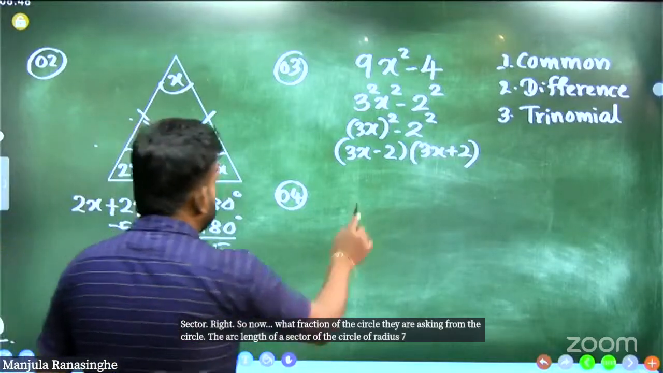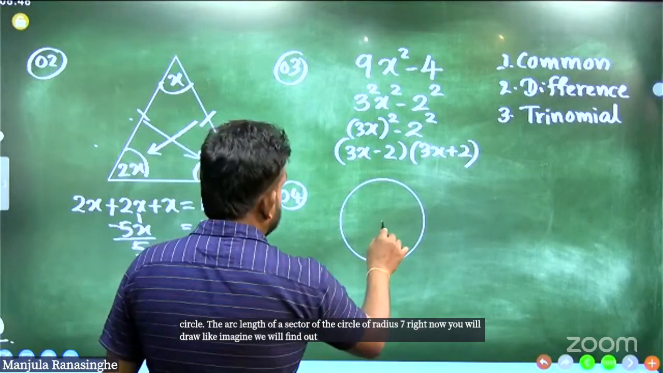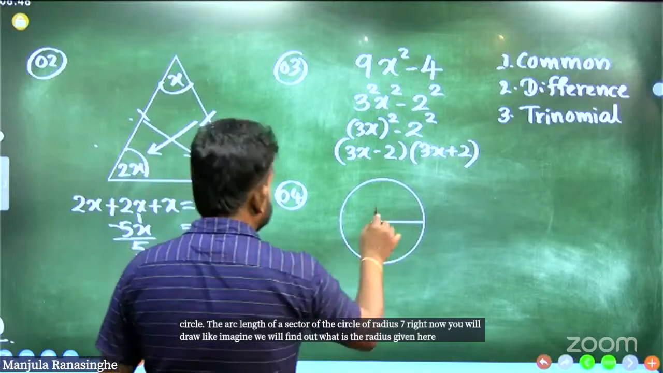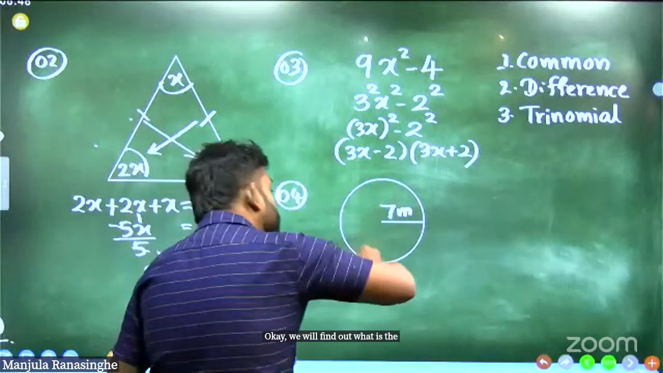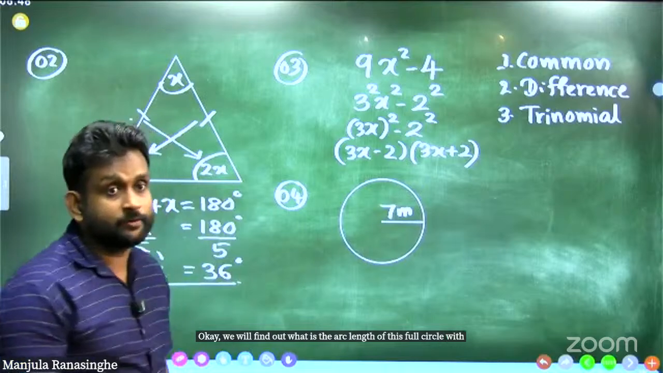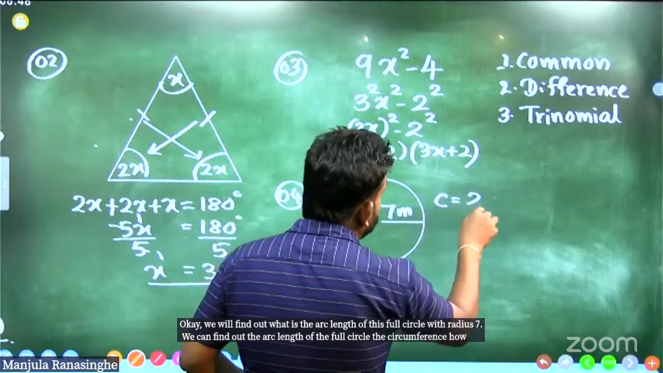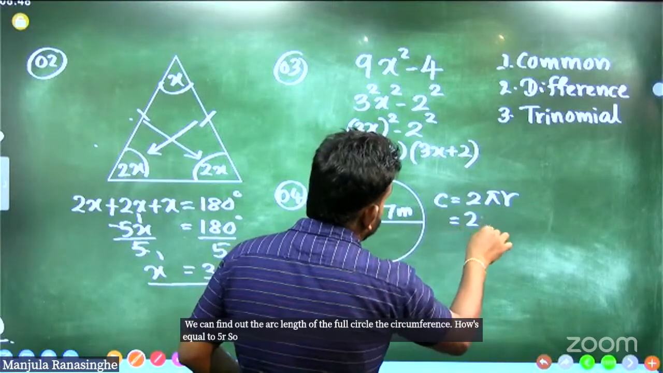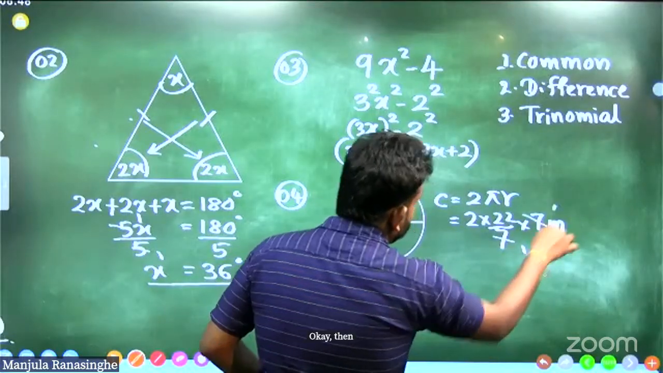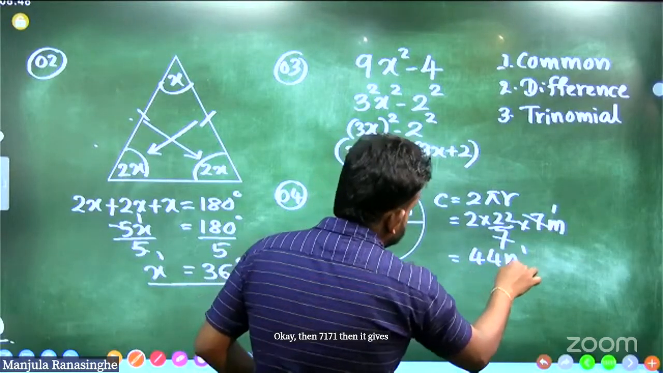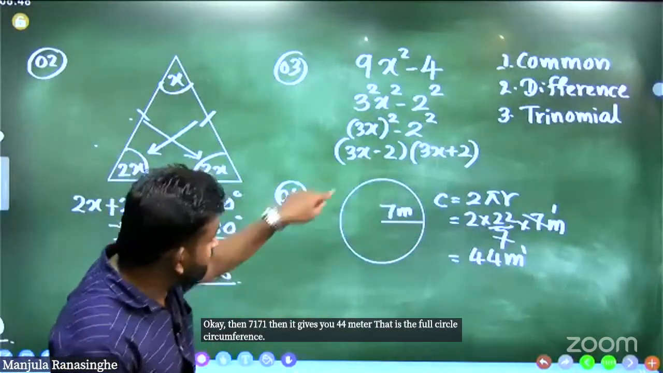Right. Now imagine we have the radius given here, 7 centimeters. We will find the arc length of the full circle with radius 7, that is the circumference. Circumference equals 2πr. So substitute 2 times 22/7 times r, where r is 7. Then it gives you 44 centimeters. That is the full circle circumference. This is the outer length.